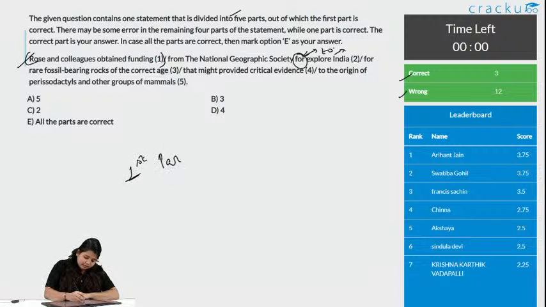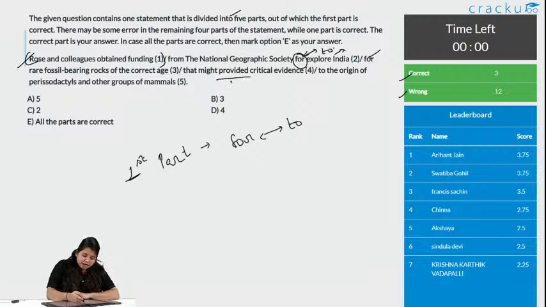First part, 4 should be replaced by 2. Let us see the second part. For rare, if we replace this by 2 and then read the complete sentence, Ross and colleague obtained funding from the National Geographical Society to explore India for, okay, this use of for is correct, as this is talking about a purpose, for rare fossil bearing rock of the correct age, okay, that might provide critical evidence.